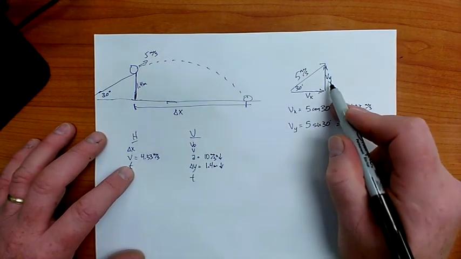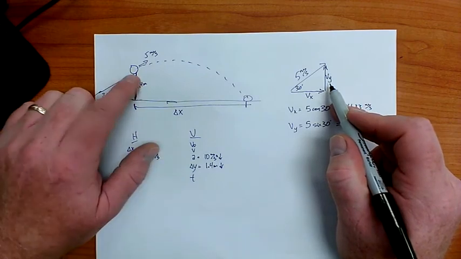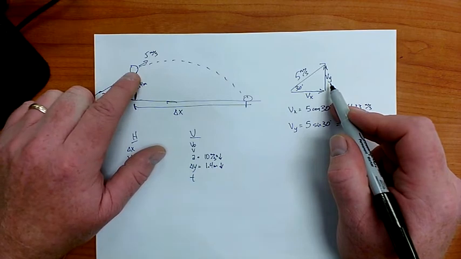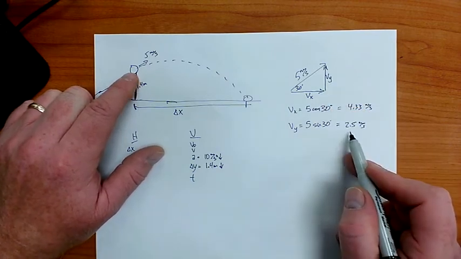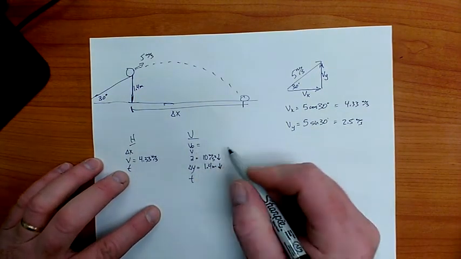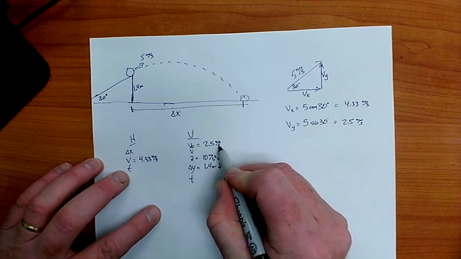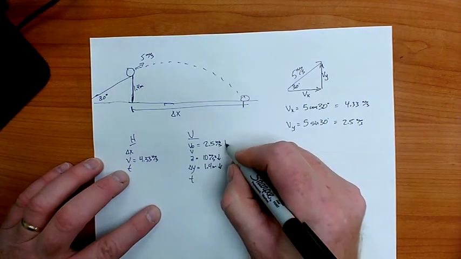The vertical Vy here represents the y component of the velocity when it leaves the ramp. Well, that's the initial y velocity. So this 2.5 becomes the initial vertical velocity. And that is an upward angle.